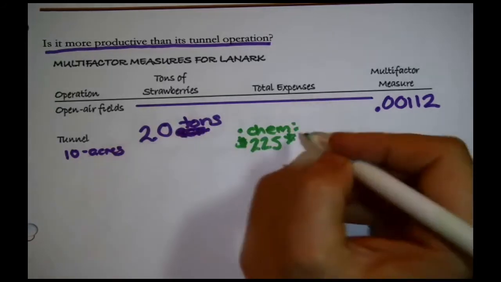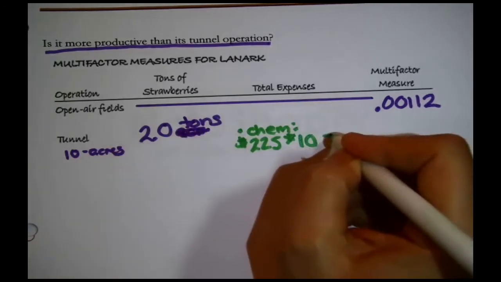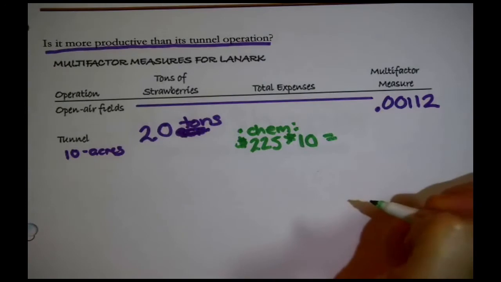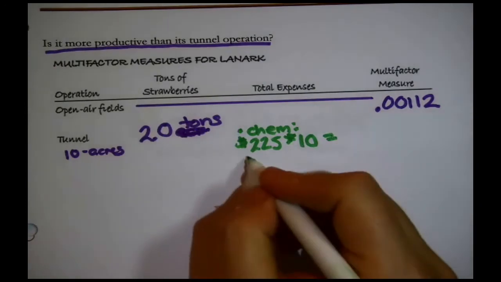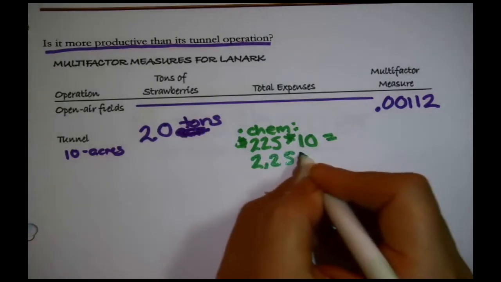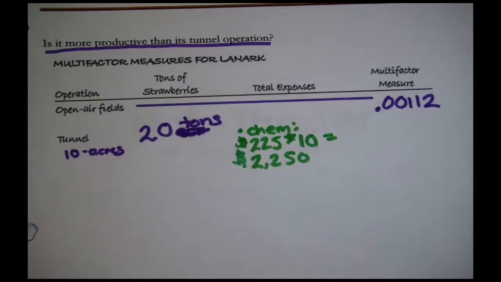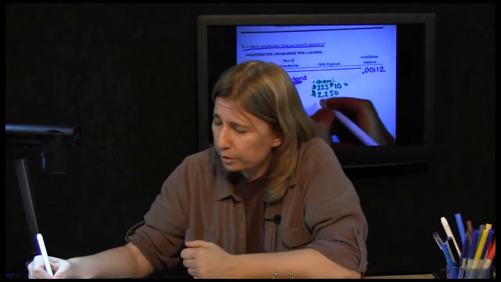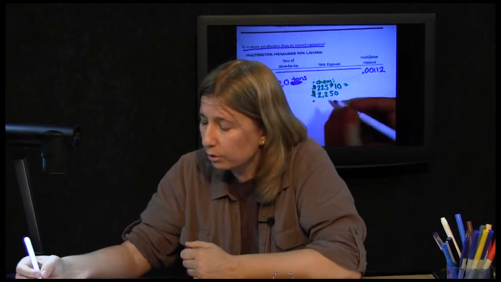Wait, there's at least 10 acres under cultivation in the tunnels. So total chemical expense, if you will, $2,250. Okay, that's chemical. Now, we remember that with the tunnel operation, they quoted us a construction and maintenance cost. You know, it didn't apply to the open air fields. Well, now it does.